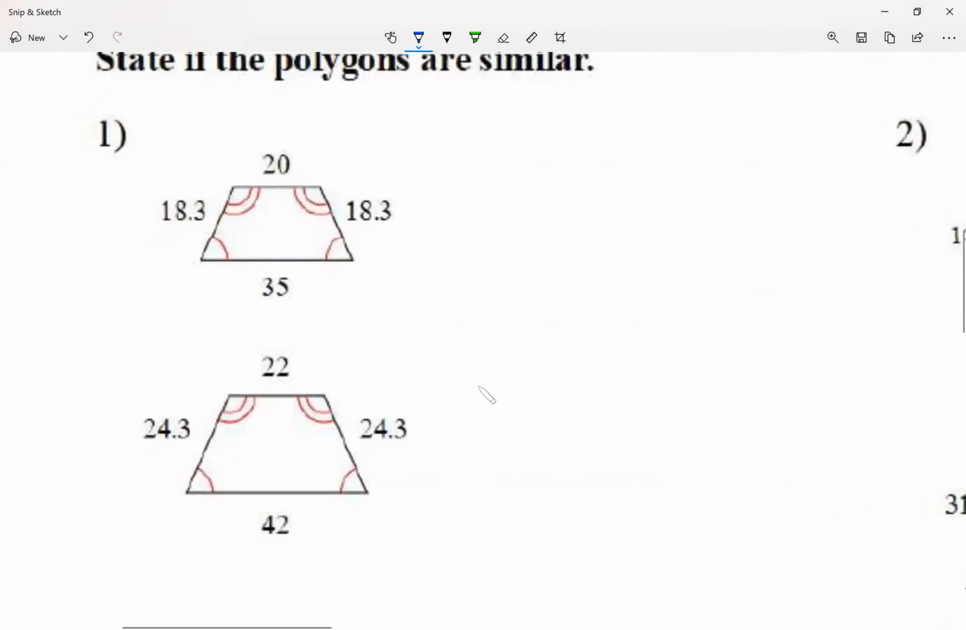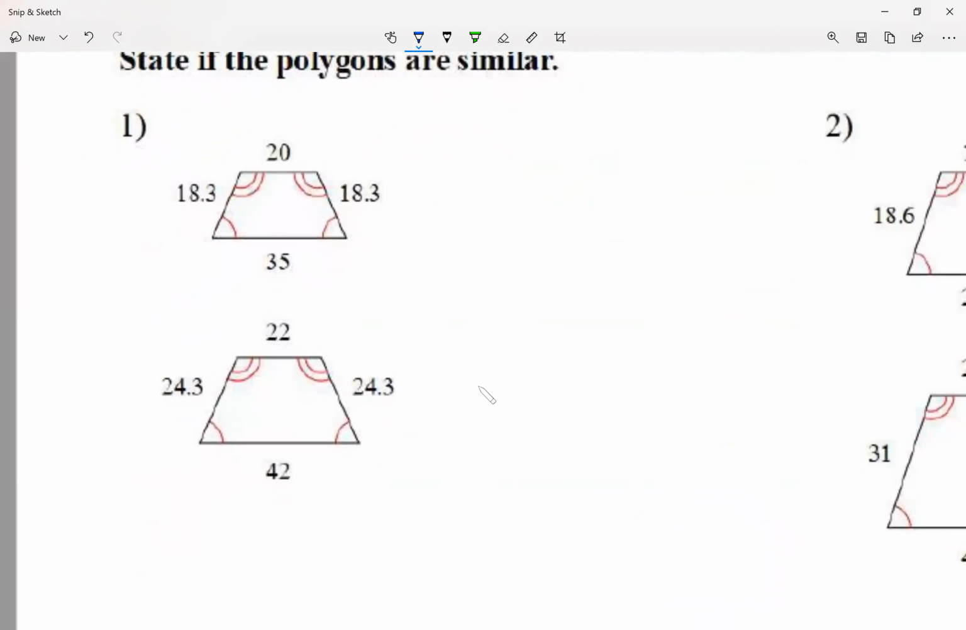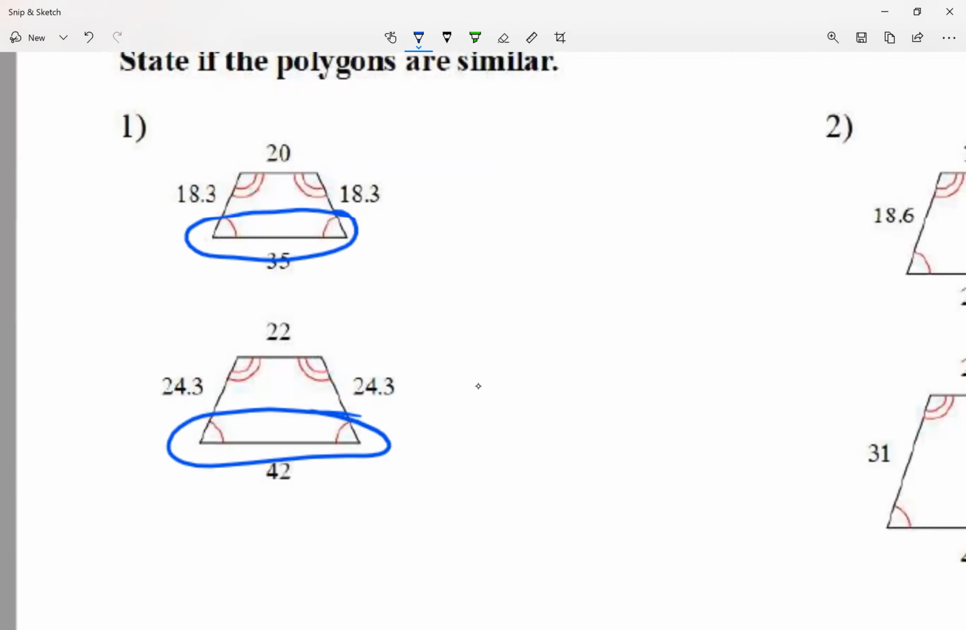So let's take a look at question number one. I notice the angles. I'm looking at the corners right now. I notice the two angles on the top are equal and are the same two angles on the other figure. So far, those angles are fine. I notice the two angles at the bottom are equal, and the same thing happens with the two angles on the other figure. All right, so I was comparing my corners, I was comparing my angles. The angles are the same, so the angles are equal. So that's the first criteria.